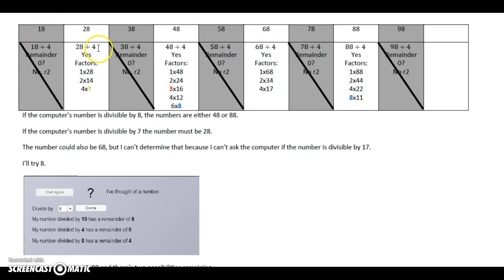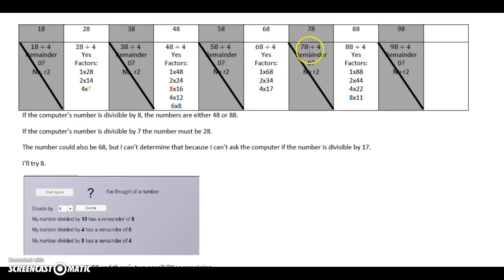28 divided by 4. Does that have a remainder of 0? Yes. Does 38 divided by 4 have a remainder of 0? No, it doesn't. 48 divided by 4. Does that have a remainder of 0? Yes, it does. 58 divided by 4. Does that have a remainder of 0? No, that has a remainder of 2. So I crossed that out.